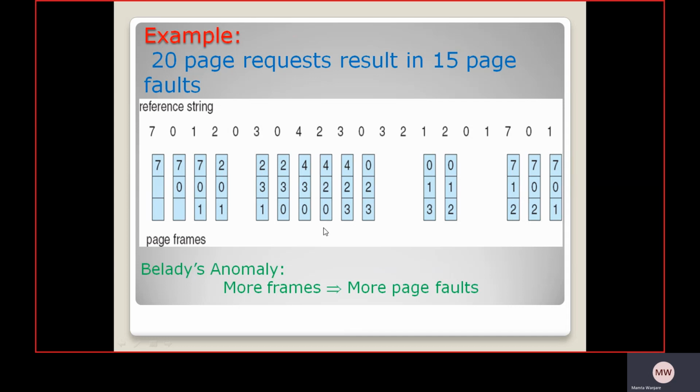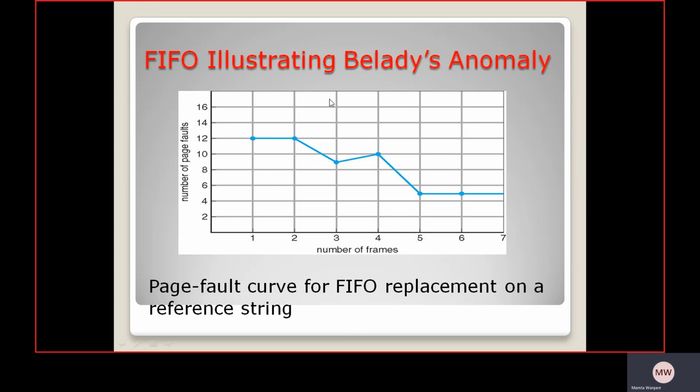The first in first out algorithm suffers from Belady's anomaly. In that, whenever you increase the number of frames, the number of page faults also increases. So more frames, more page faults. The table is also mentioned here, number of page faults with number of frames, the page fault curve for FIFO replacement on the reference string.